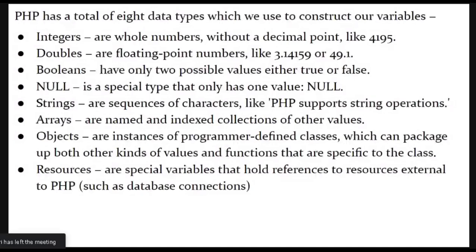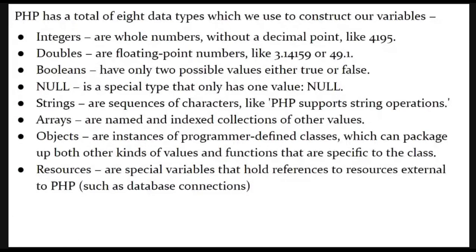What are the rules for integers? An integer must have at least one digit. An integer must not have a decimal point. Integer में कभी भी decimal point नहीं आएगा. An integer can be either positive or negative. Integers can be specified in 3 formats: decimal, hexadecimal, or octal.